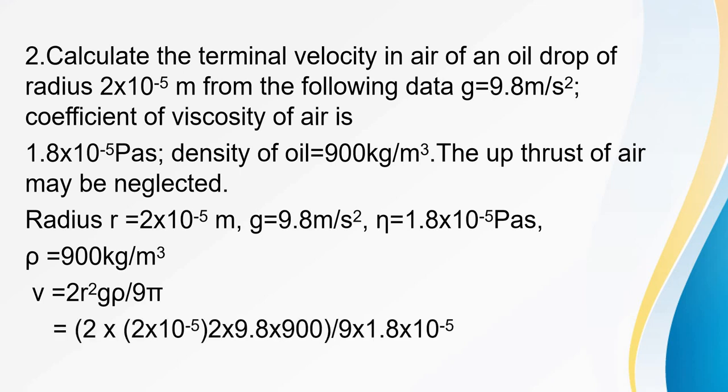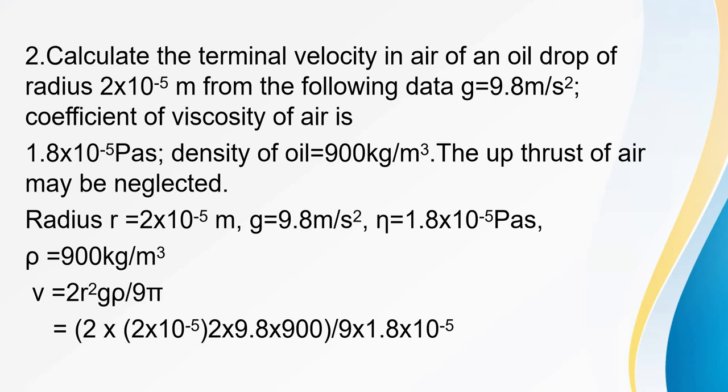So you can substitute that. 2 into 10 raised to minus 5 whole square, this is square, into 9.8 into 900 divided by 9 into 1.8 into 10 raised to minus 5. Here only rho s is considered, rho l no need to consider because it is already given that upthrust of air may be neglected. Only if it is given can you use this relation.